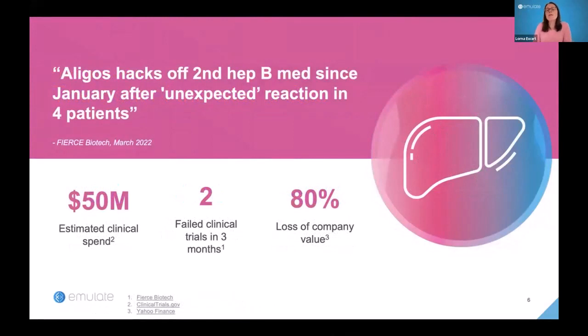At Emulate, we've been focused particularly on the liver, and we follow the reports, as many of you may do, of companies who have to declare that a clinical trial has been paused, or there have been issues found in a clinical trial. And here's an example from March last year with Aligos, where they had to stop their hepatitis B med after an unexpected reaction in 4 patients.